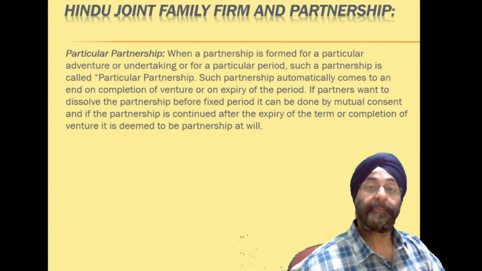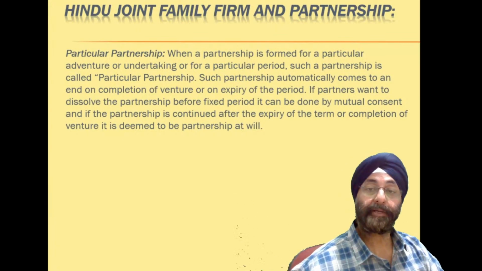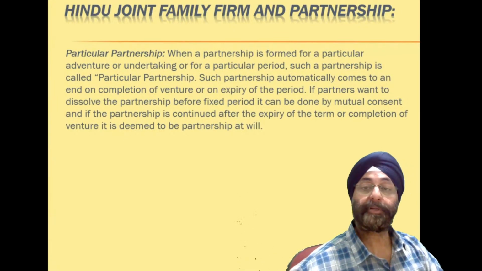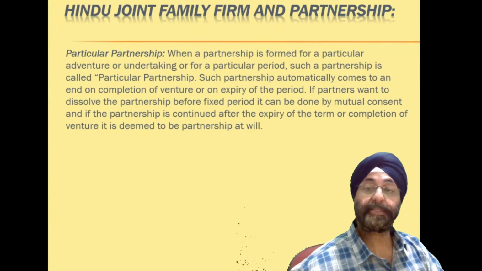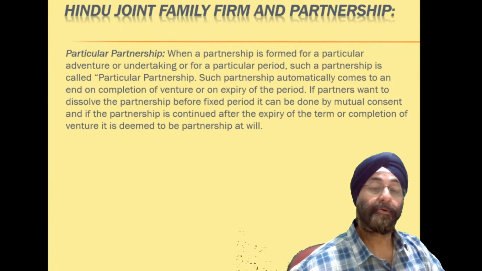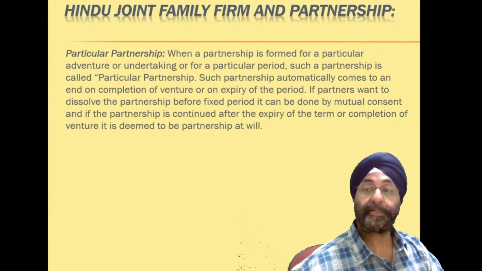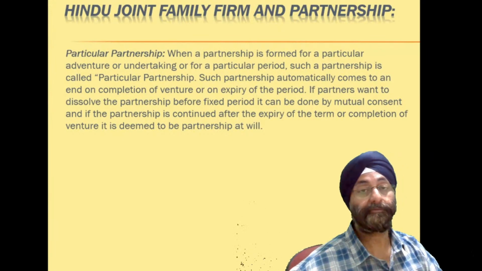Hindu joint family firm and the partnership. Particular partnership: when a partnership is formed for a particular adventure or undertaking, or for a particular period, such a partnership is called a particular partnership. Such a partnership automatically comes to an end on the completion of the venture or the expiry of the period. If the partners want to dissolve the partnership before the fixed period, it can be done by mutual consent, and if the partnership is continued after the expiry of the term or the completion of the venture, it is deemed to be a partnership at will.